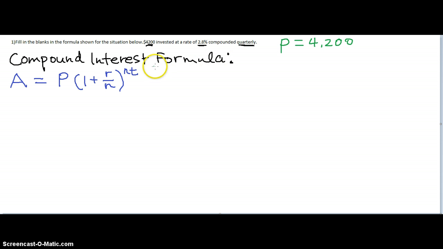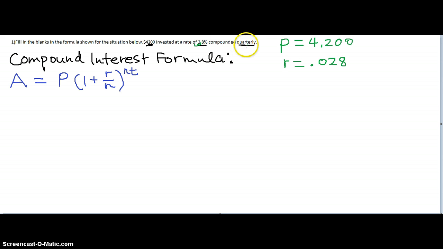The next number we have is the interest rate, and that is R for rate. So R will equal 2.8%, but I have to make that a decimal instead of a percent. I do this by moving the decimal 2 places to the left and getting that R is equal to 0.028.